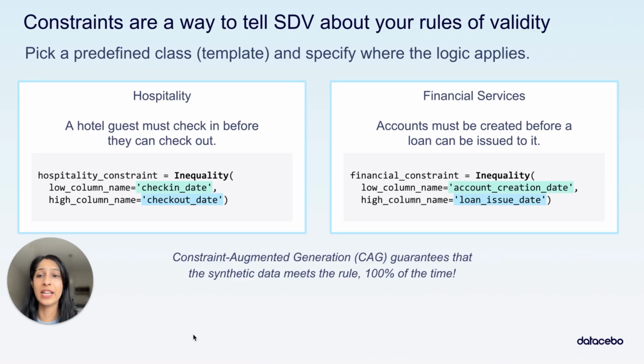So inequality is just one of these classes. In SDV, we have predefined classes for 16 constraints and counting. And they encompass logic that is varied across different datasets. So some of this logic occurs within a single table, which is what we call single table constraints. And some logic actually describes what happens between different tables of a relational database. And that's what we call multi-table constraints. And so you can browse all these different constraints in our docs. I'll leave a link in the video description.